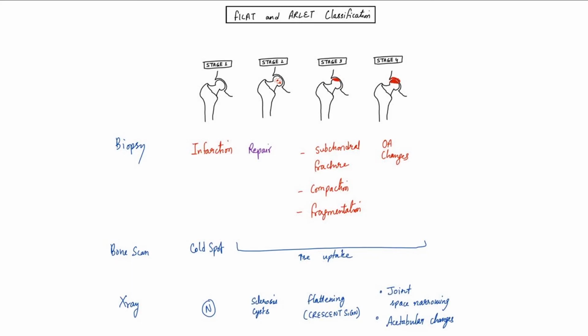In stage 3, due to fragmentation, compaction of the femoral head, increased uptake is seen on bone scan, and there is a finding called crescent sign on X-rays. In stage 4, osteoarthritic changes take place in the joint and the same can be seen on X-ray.